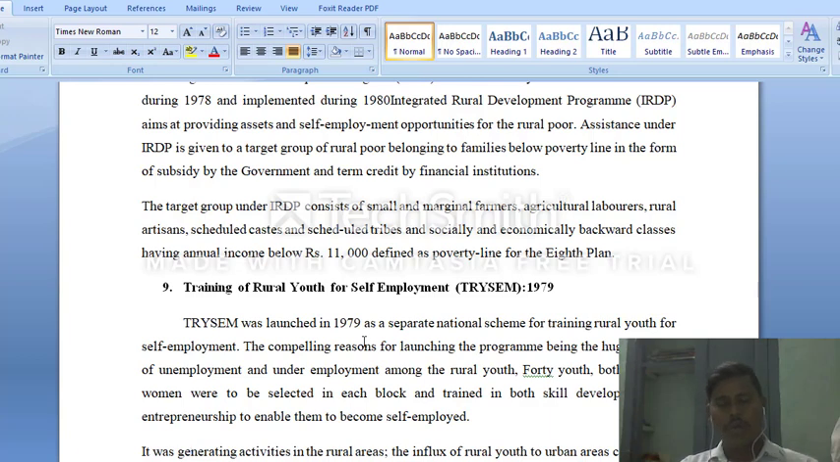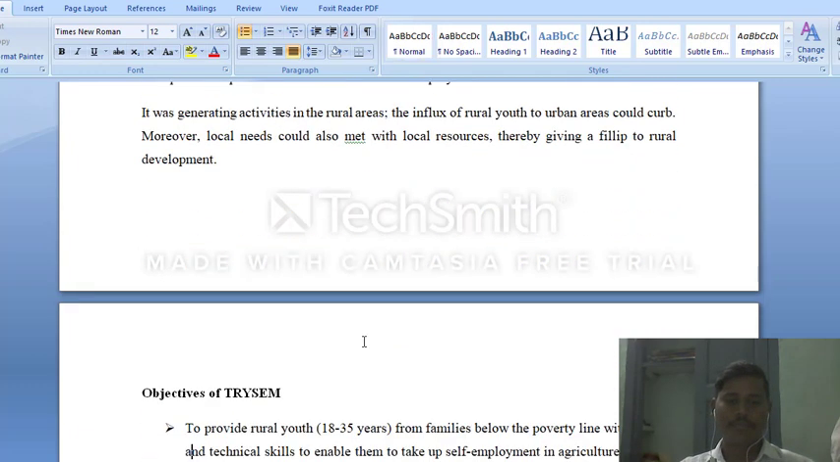In 1979, one more program was launched in order to train the rural youth. It is called TRYSEM, Training of Rural Youth for Self-Employment. TRYSEM was launched in 1979 as a separate national scheme for training rural youth for self-employment.